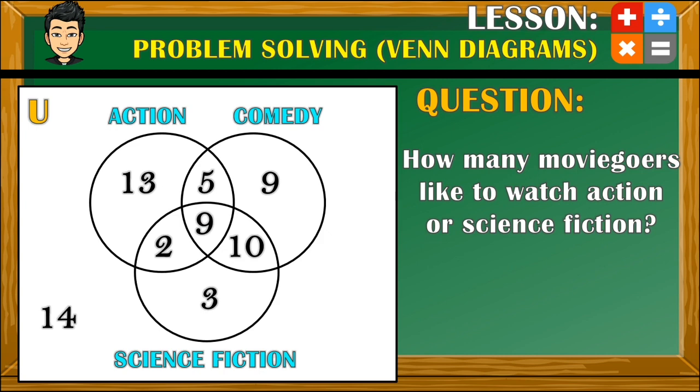How many moviegoers like to watch action or science fiction? Para sagutin ang problem na to, we will add 13 plus 5 plus 2 plus 9 plus 3 plus 10. That's why the answer is 42 moviegoers.